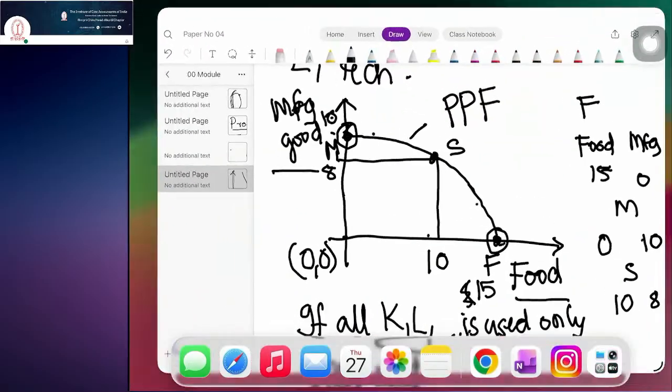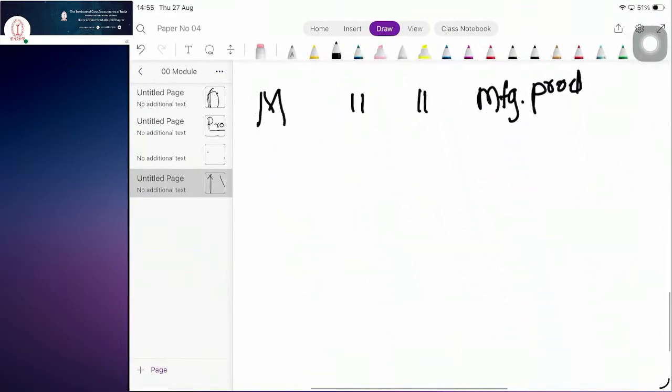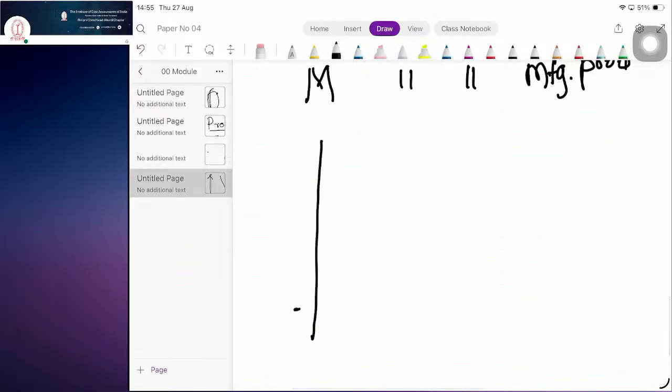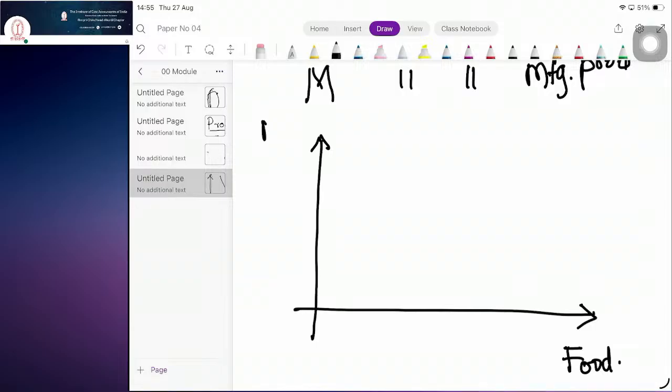Okay, let's do one more exercise. All of you draw this again. F is for food, and on this axis I am measuring the manufactured good. Again draw a PPF. Please draw one PPF. Quickly draw one PPF curve. Label those points.